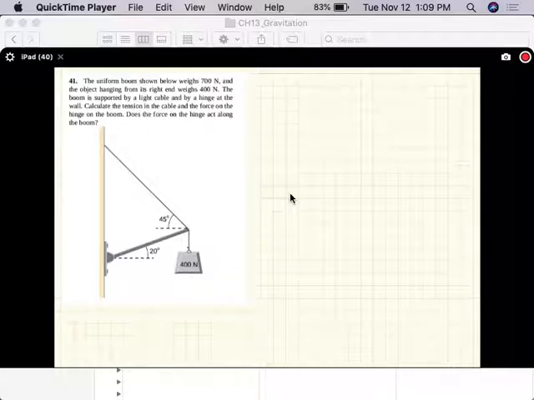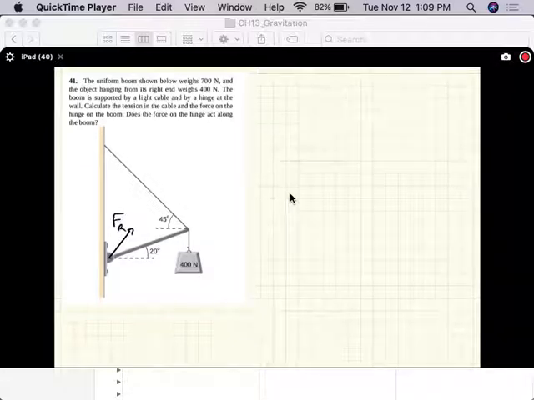Force of the hinge on the boom. Does the force on the hinge act along the boom? So what's happening is, here's the boom, here's the weight hanging. This cable is pushing the boom into the wall and the wall pushes back. So let's call this the reaction force.